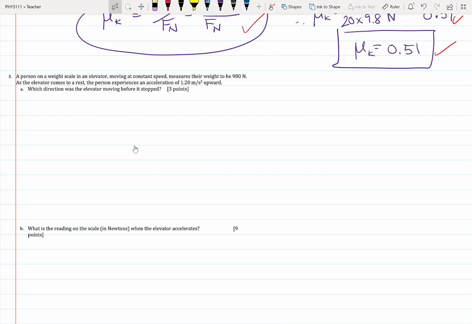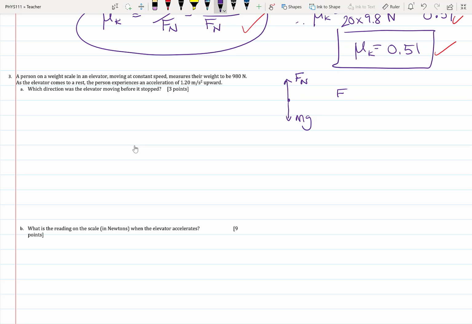Question 3. A person on a weight scale in an elevator moving at a constant speed measures their weight to be 980 newtons. Alright, let me just take a look at that particular picture. If you're moving at a constant speed, that means your net acceleration is equal to 0. So that's a sum of the forces equals 0 situation, Newton's first law. In that situation, they tell us that you measure your weight. That's what the scale tells you its reading is.